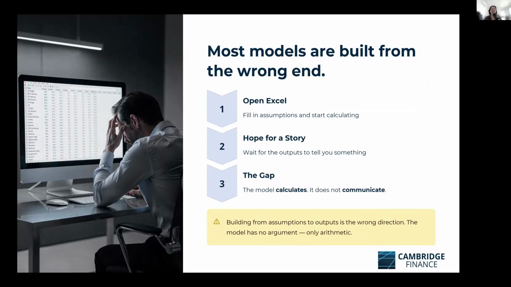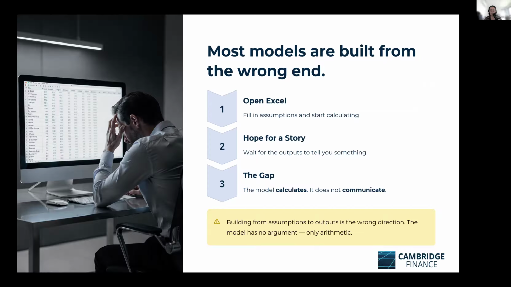Then you're going to say, okay, I need to create a model. Then you open Excel, and then you fill in the assumptions and start calculating. Normally that's what I would say 90% of analysts would do. And then we hope for a story, wait for the outputs to tell you something. The gap is that the model only calculates, it doesn't communicate anything. So building from assumptions to outputs is the wrong direction. The model has no argument, only arithmetic.